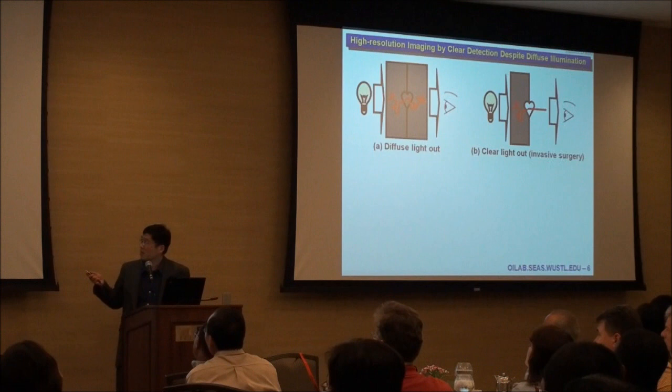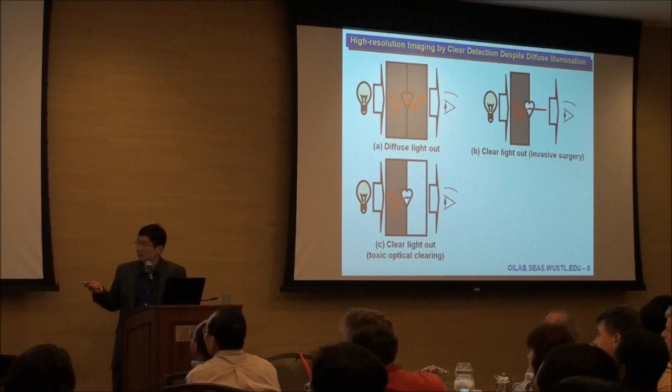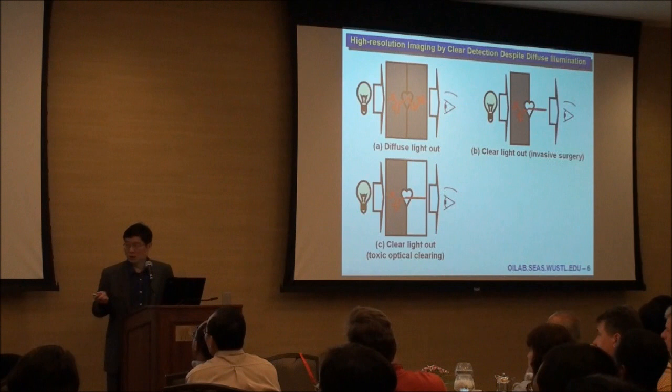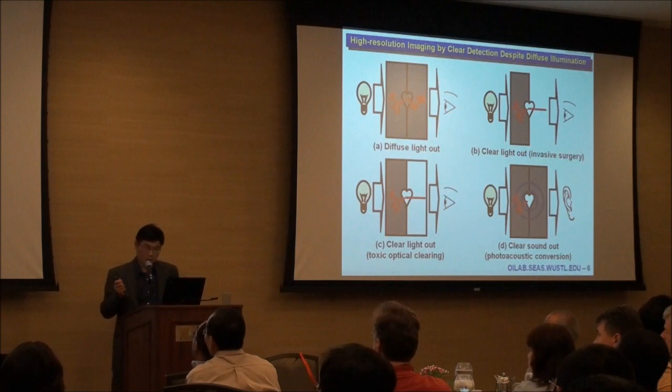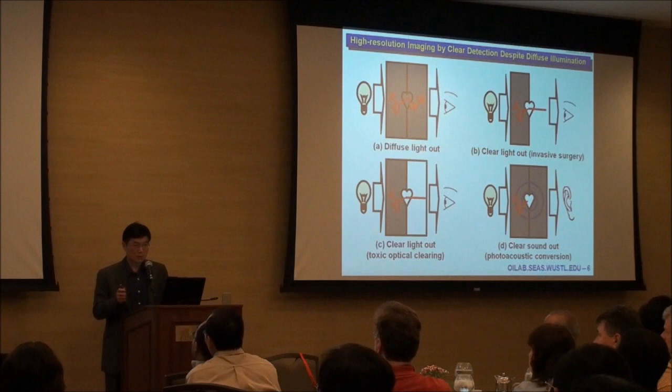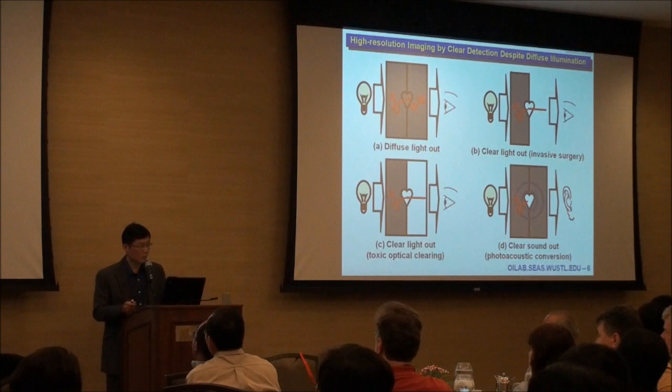You can keep the tissue intact, but optically clear the right half of the tissue, and you would form a good image as well. You have to use an osmotic agent, which is toxic. A much better idea is to convert light into sound, because acoustic scattering is about 1,000 times weaker than light scattering. All of a sudden, you've achieved the equivalent of case B or case C without emissiveness or toxicity.